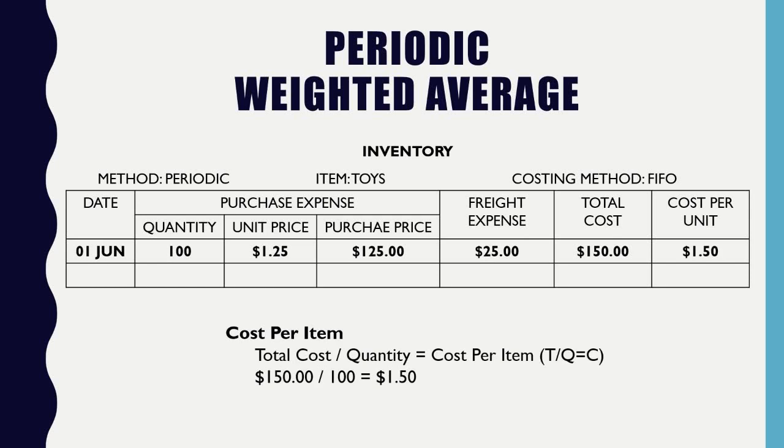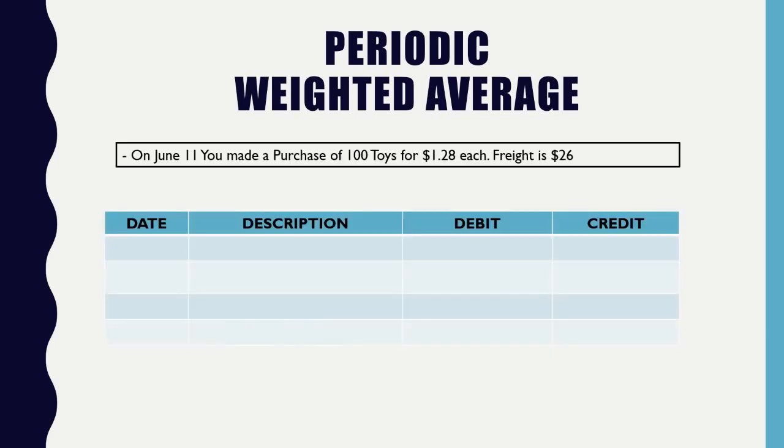We already know what that is, because the total cost is $150 and the total quantity right now is 100. That's all we have available. So I put my cost per item as $1.50. Then the next time, on June 11, we purchase another 100 toys for $1.28 with a freight of 26.